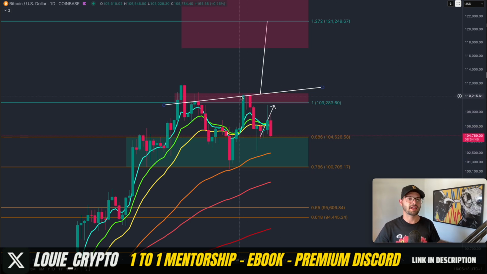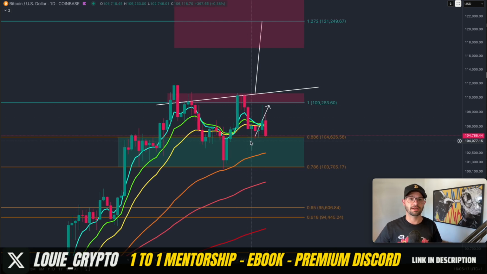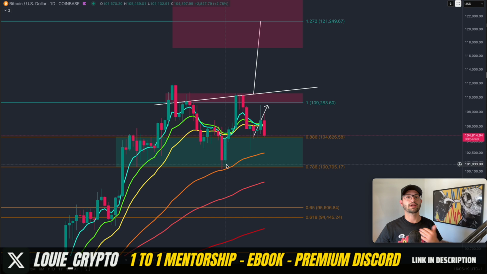So we just pumped into that area and got rejected. And if we want to show signs of progress to get out of this mess for 100k to be the bottom, then the 886 fib, 104.6k, had to be where it found support. And it once again used that area as a pivot point for the bulls to step in and push it back to the highs, once again failing to break through that red resistance box.